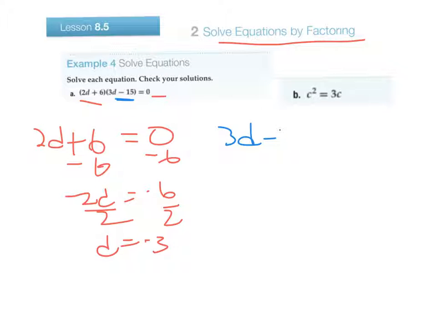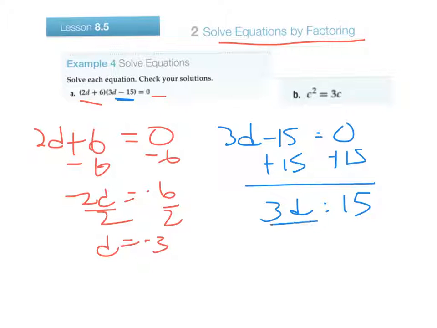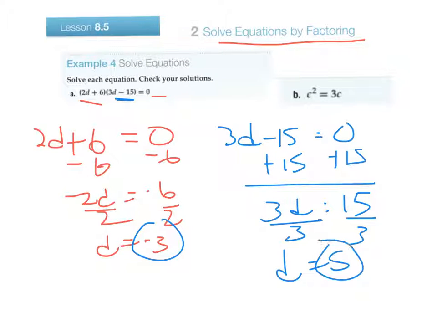And we can only do this once we have everything factored. So if I take that factor, make it equal 0, and solve it by adding 15 to both sides, I get 3d equals 15, divided by 3, I get d equals 5. And so my answers are negative 3 and 5 in this problem. So we just solved an equation when we have factors.